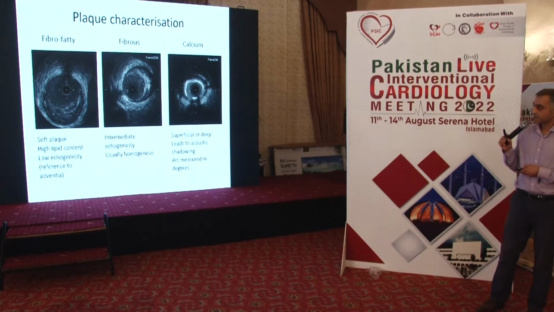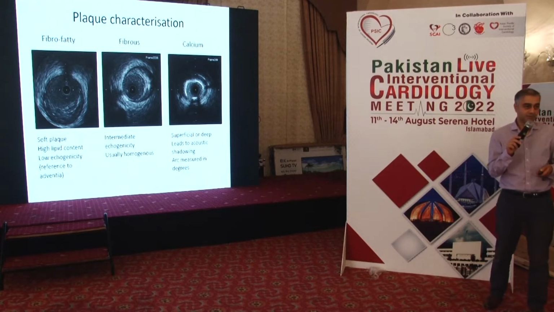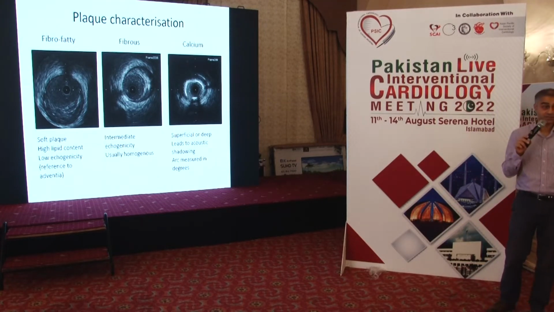The other descriptors of plaque are fibrous plaque. So in fibrous plaque, what you tend to have is an intermediate echogenicity, and it's usually homogeneous, but of course you can get mixed plaque as well, so you can get fibrofatty and fibrous plaque at the same time, and indeed calcific plaque as well. So here, this is a similar echogenicity to the adventitia. So this is fibrous plaque, what we're seeing here. Okay, then these are still pictures, of course. And then on the extreme right is calcific plaque.